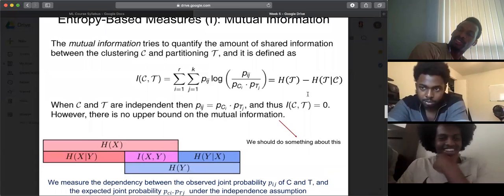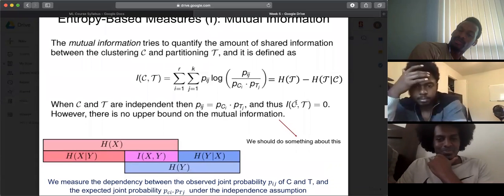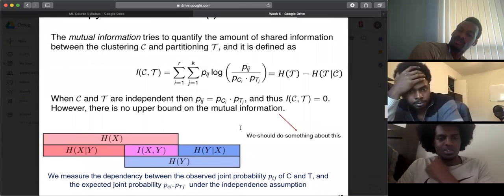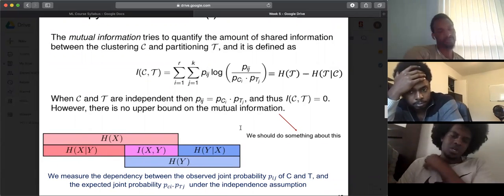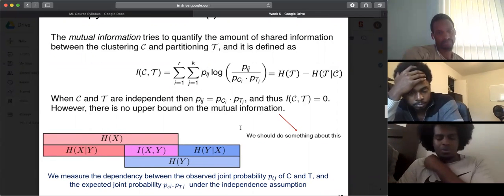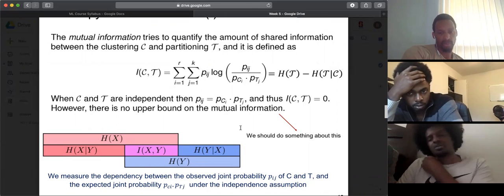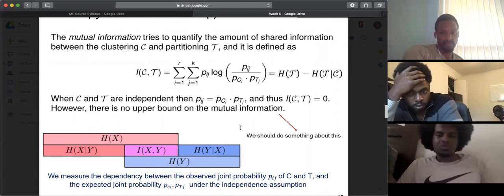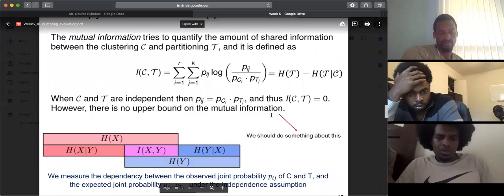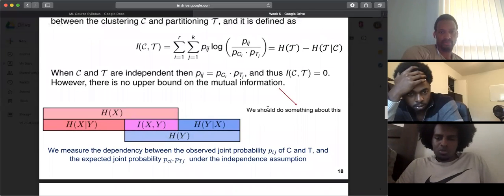Okay, so independence again. You know that the probability of C will not impact the probability of tau. So there's no information shared between the joint distributions, right? That makes sense, because they're independent, so they don't know anything about each other, or there's no correlation between either of them.